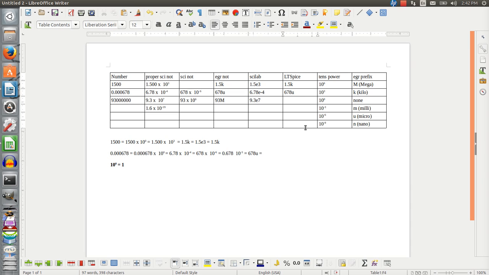LT Spice, I'm going to have to go back to the K, which means I need 93000 K is the best I can do in LT Spice. If I have a 9.3 meg resistor or 93 meg resistor, that's how I'd have to enter it.